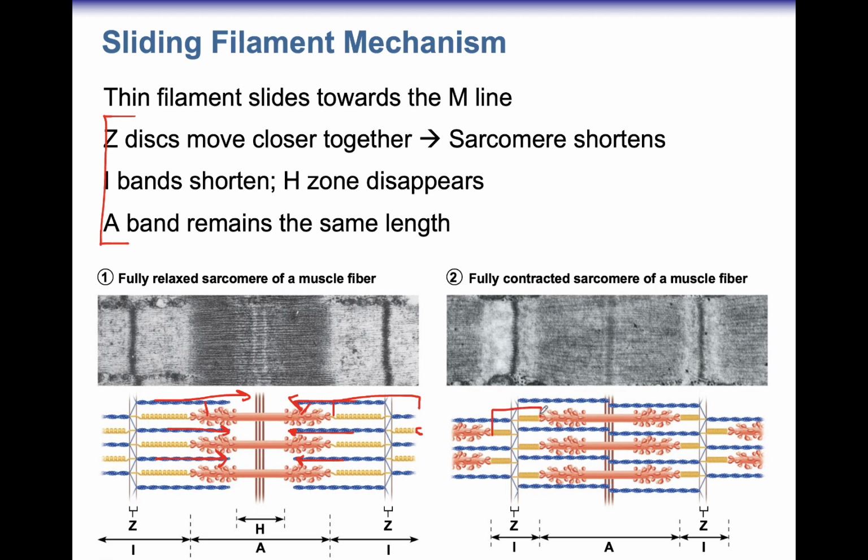to here. The H zone disappears. So here was the H zone initially, and now look, no more H zone. But if you notice, the length of myosin stays the same. Myosin does not squish. Myosin does not stretch. All we're really moving are the actin filaments, and we're sliding them in towards the M line.